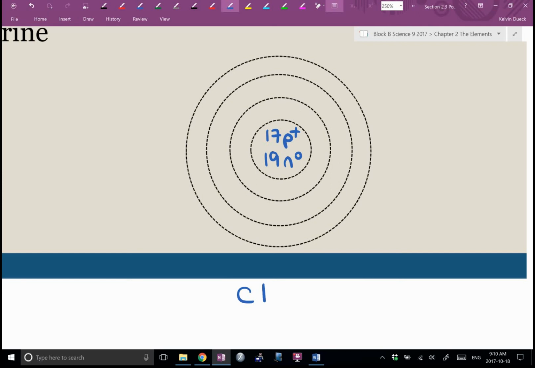First shell, how many electrons in the first shell? So I go 1, 2. How many electrons in the second shell? Count carefully. It's 8. Count across. Second row, lithium, beryllium, boron is 8.